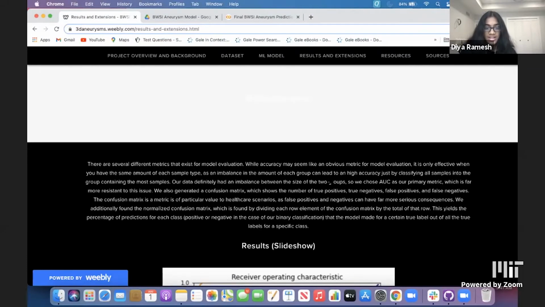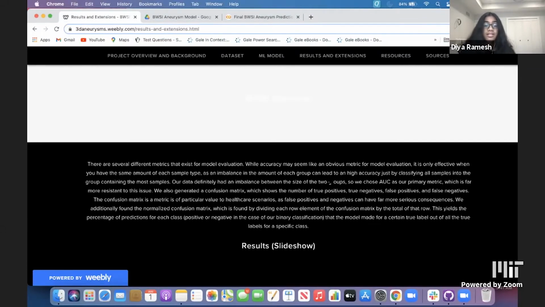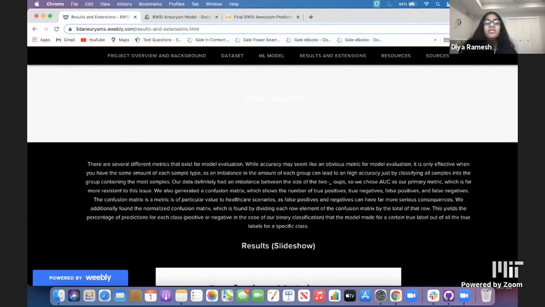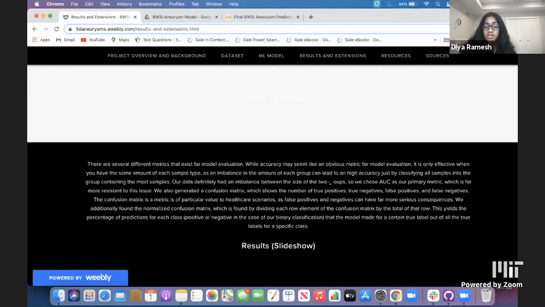So we found that our data definitely had this imbalance between the size of our two groups. So we chose AUC, or area under the ROC curve, as our primary metric because it's far more resistant to this issue. Another thing we did was we generated a confusion matrix, which will show you the number of true positives, true negatives, false positives, and false negatives.